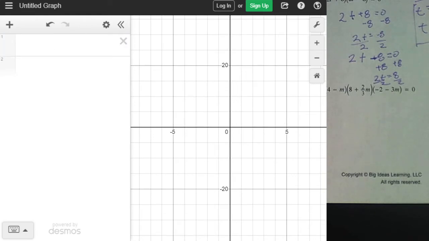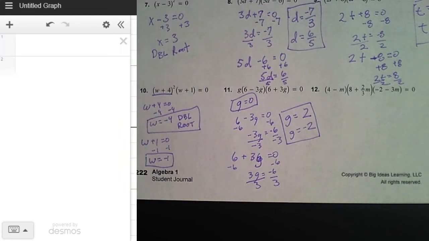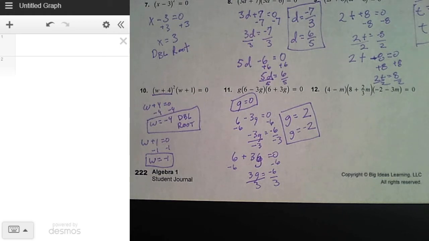Let's go ahead and you are going to try this last one on your own, number 12. So see how you do.